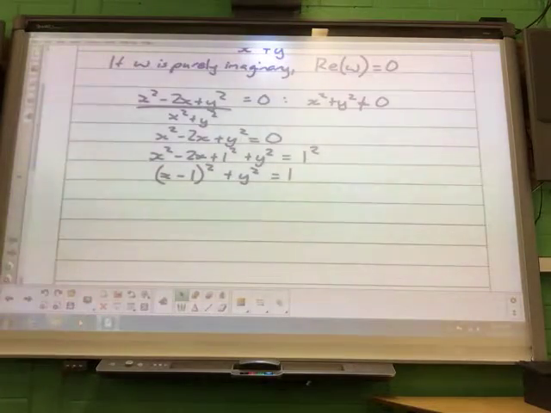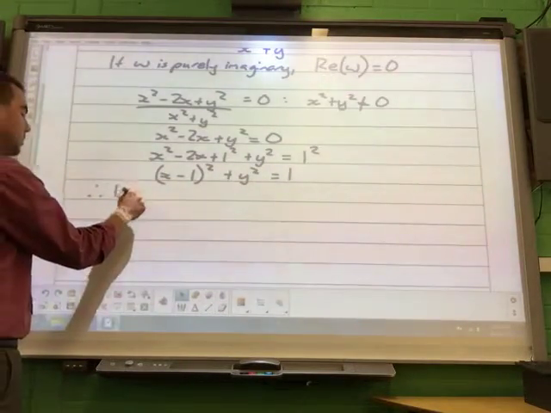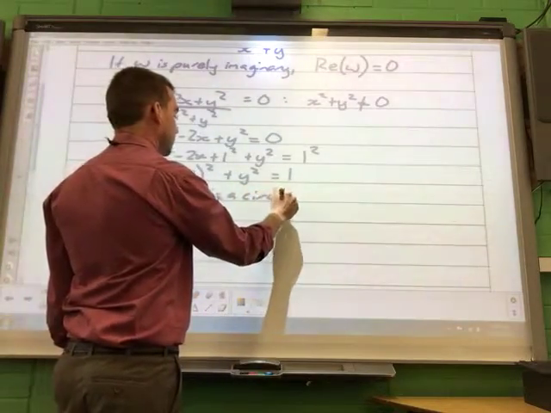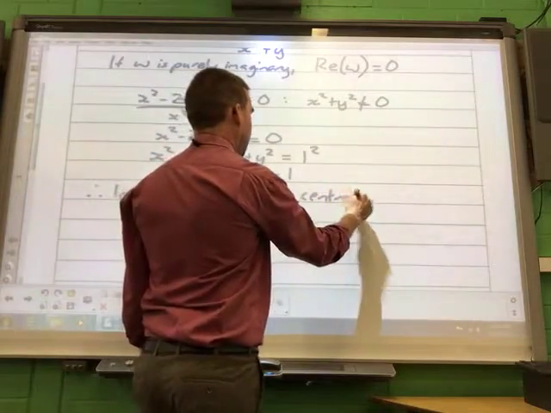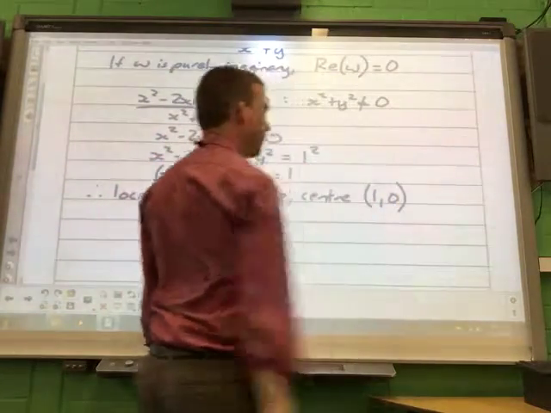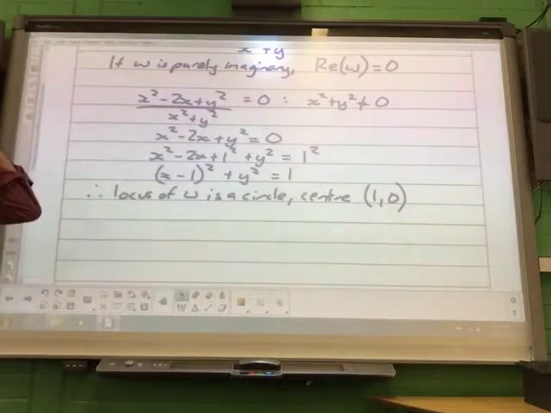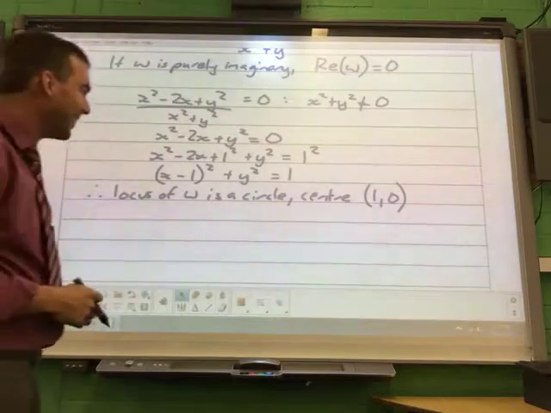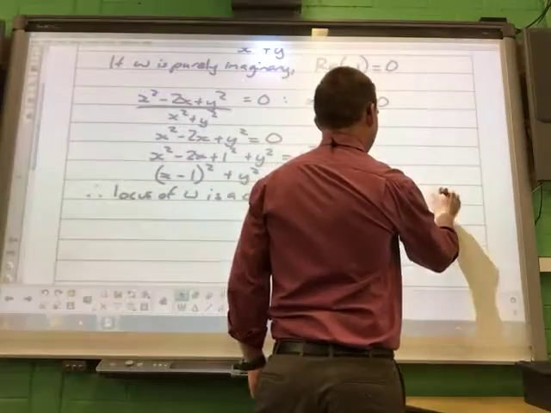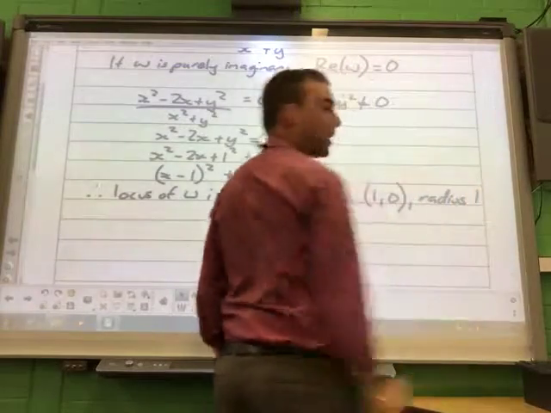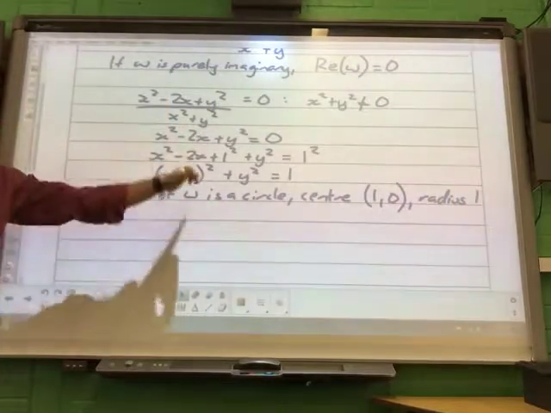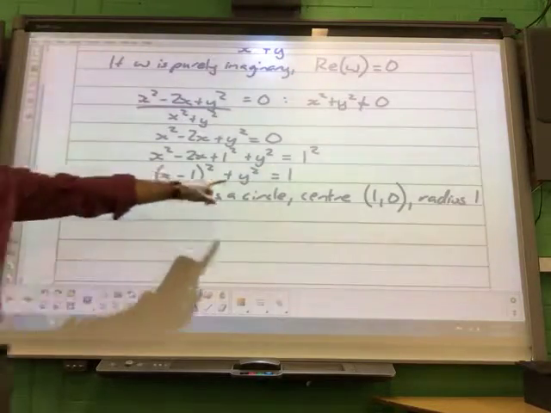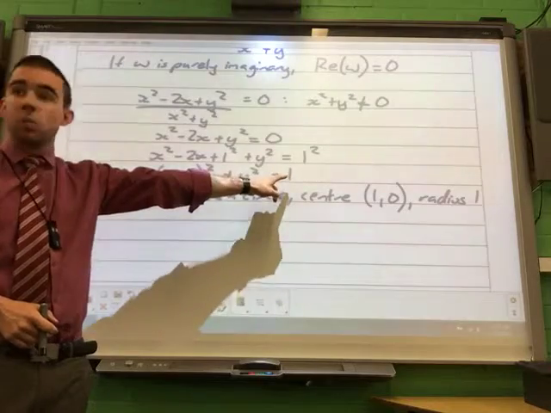So therefore, the locus of omega is a circle, centre 1, 0. I spelled circle wrong, okay. Now you've got to be careful. X squared plus y squared equals r squared, just like back in Mathematics Extension 1, so r squared is 1 squared.